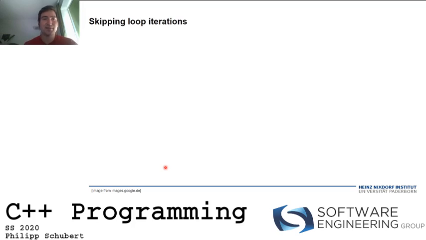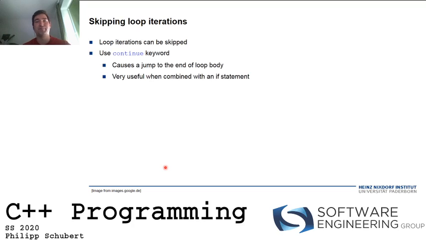So that's breaking loops, but you can also just skip loop iterations. Breaking completely exits a loop, but there's also the possibility to just skip one loop iteration. For that, you can use the continue keyword. If you use continue in a loop body, it causes a jump to the end of the loop body, but it does not exit it. And then again, usually you start all over again, check the conditions, and may execute again.